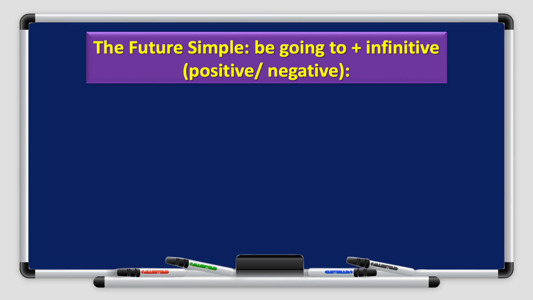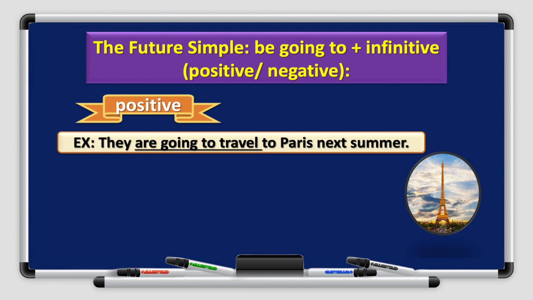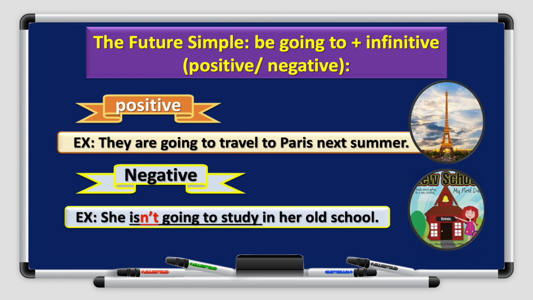Now, let's look at positive and negative sentences. Let's take this example. They are going to travel to Paris next summer. What if I want to write a negative sentence? There is something that I add to the sentence. For example, she is not or isn't going to study in her old school. I added not after verb to be in order to get a negative sentence.